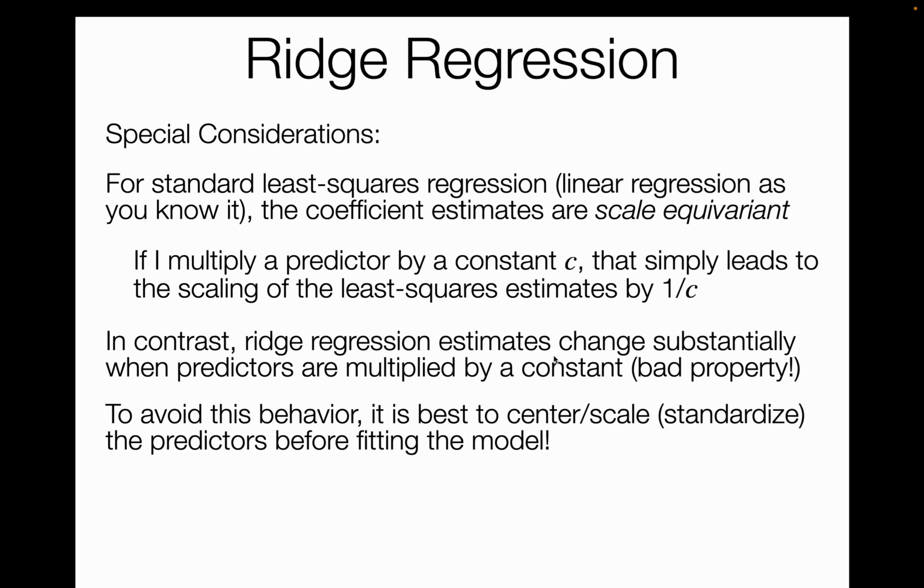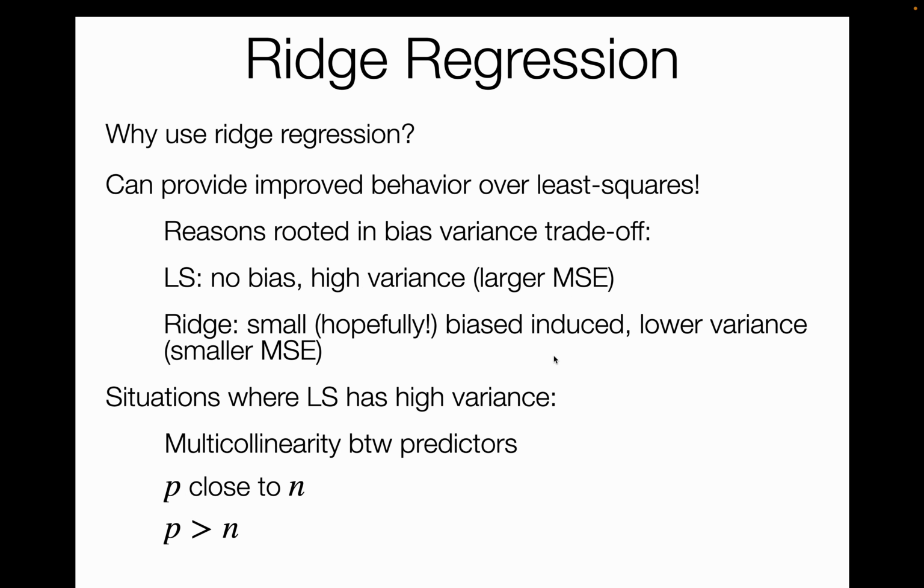Okay? So we didn't really need centering and scaling for standard least squares regression. But ridge regression estimates change substantially when predictors are multiplied by a constant because of this badness of being large. And so centering and scaling, not so important for regular regression, is going to be very important for ridge regression. Now, the question is, why would you use ridge regression? Why would I add this different term onto the residual sum of squares?